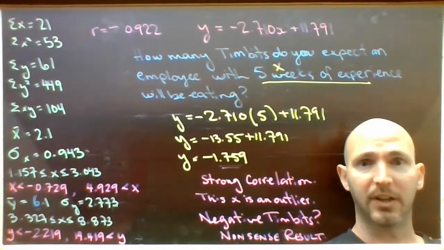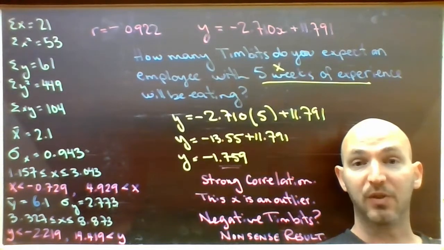So because it's an outlier, that's our first indication that I should not be very confident in this. The second is that it has produced a nonsense result.